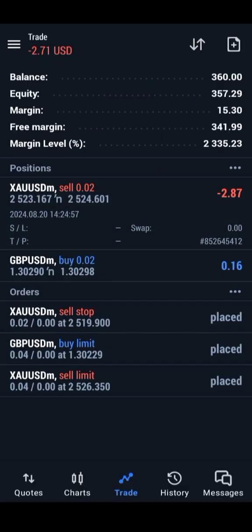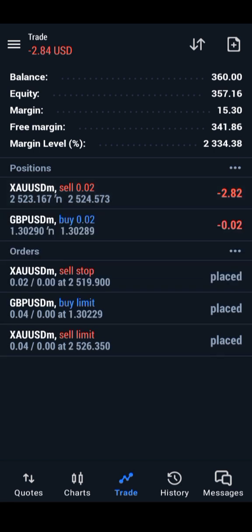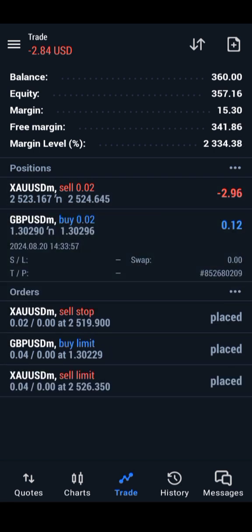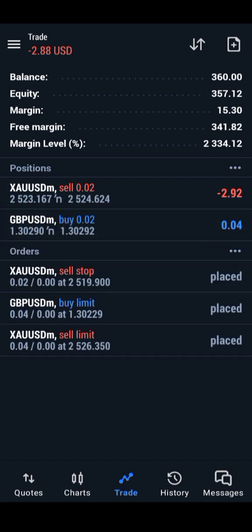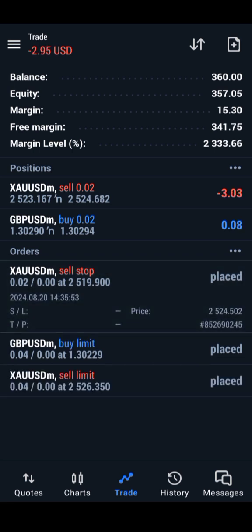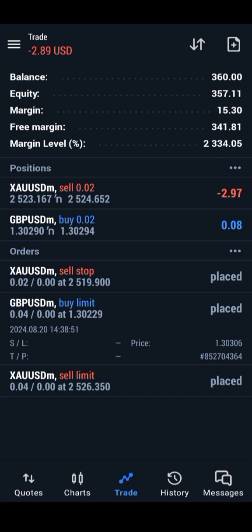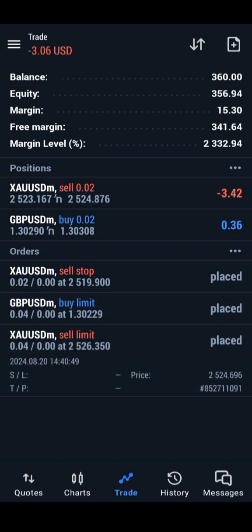This is where we do our market execution. Here is where we did our buy stop order. Here is where we did our sell stop order. You can see it, sell stop order. Here we did our buy limit. Here we also did our sell limit. So you can see, all these have not actually entered yet.